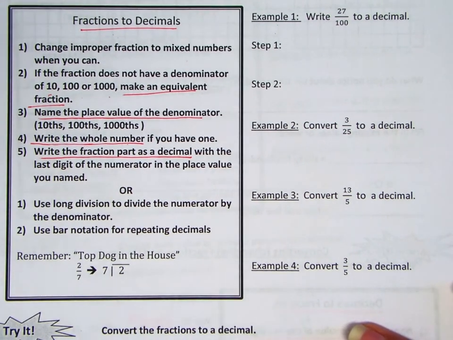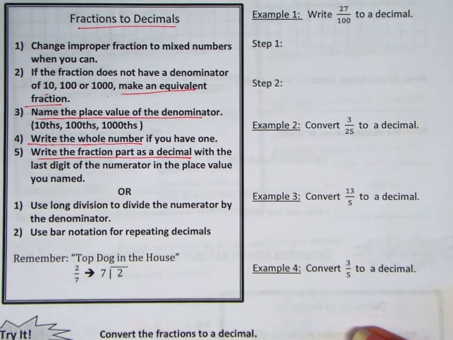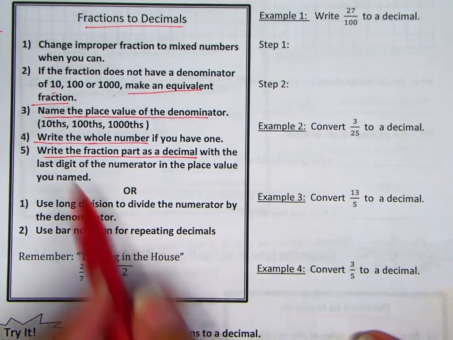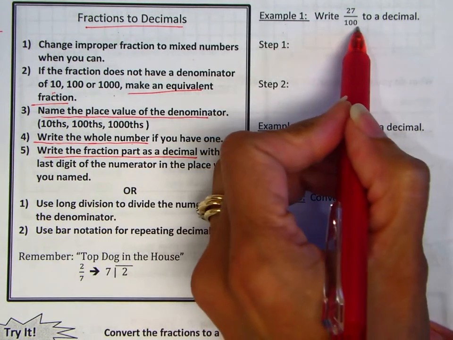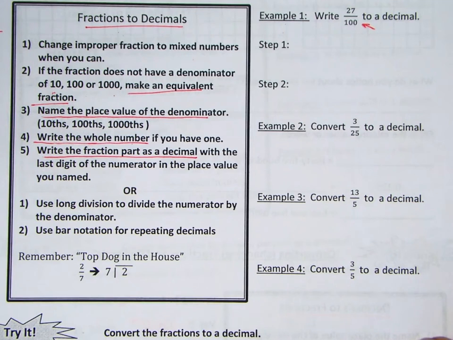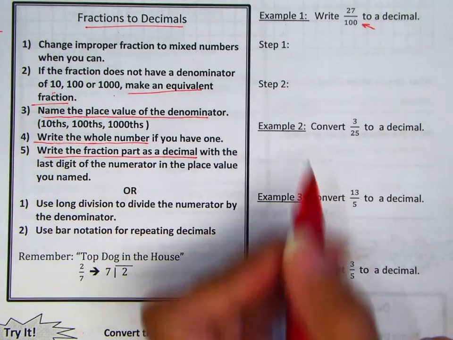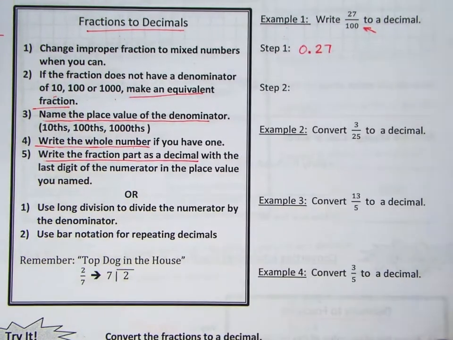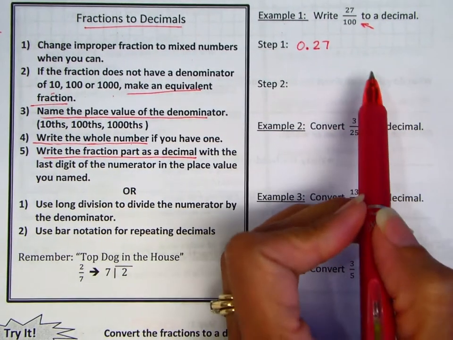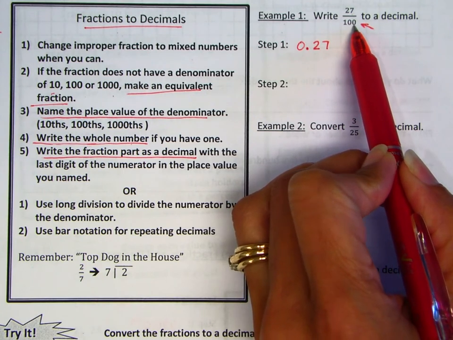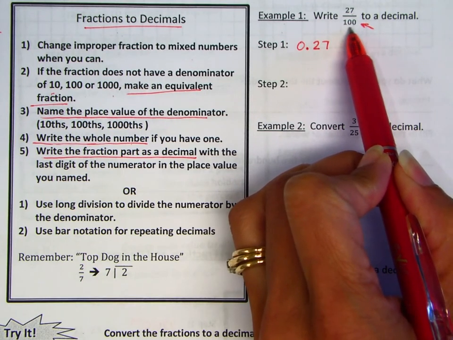We have 27 hundredths. Notice how I said that, 27 hundredths. I look at that denominator and I see that it is 100. So I know that I can write that decimal just like I said it, as 27 hundredths. You always want the last digit of your numerator to fall into whatever place value is in the denominator.